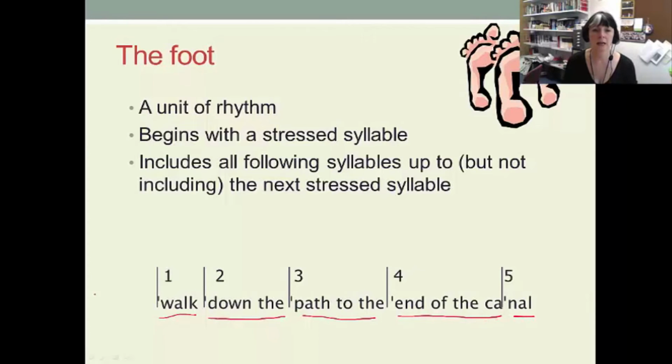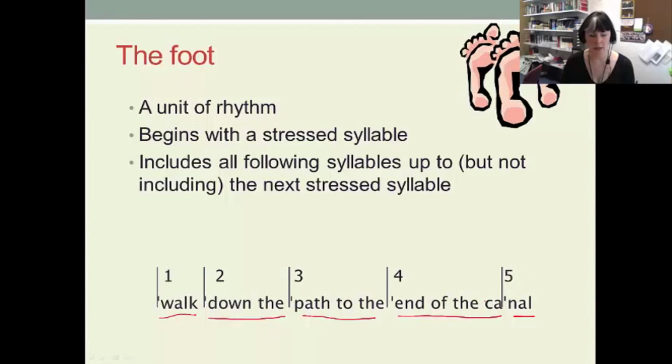And so the idea would be that rhythmically each one of these feet is roughly the same length. Now we can do this using a click like this: walk down the path to the end of the canal. So if I'm saying the sentence very rhythmically, and I don't think that sounds unnatural, walk down the path to the end of the canal, it sounds fairly natural. So what we have to do in order to achieve this rhythm is squash syllables in, if there are large numbers of them, into the rhythm. So when I say walk, it takes quite a long time to say that, but by the time I get to end of the k, I'm saying that rather quickly.